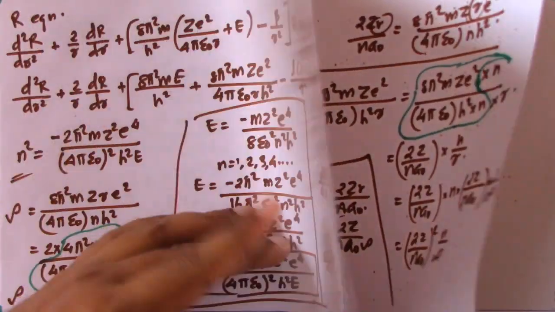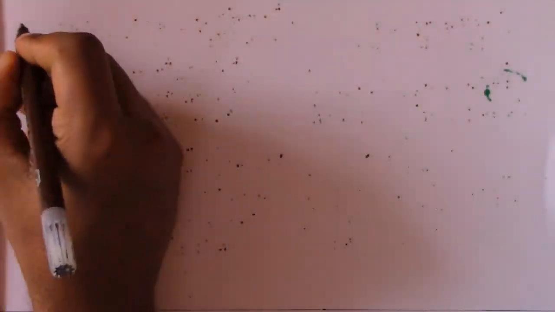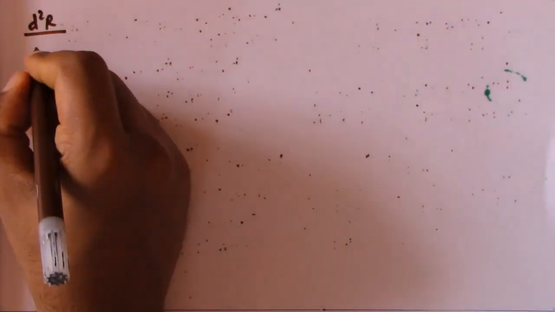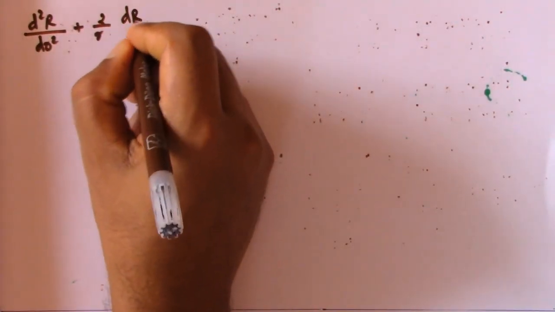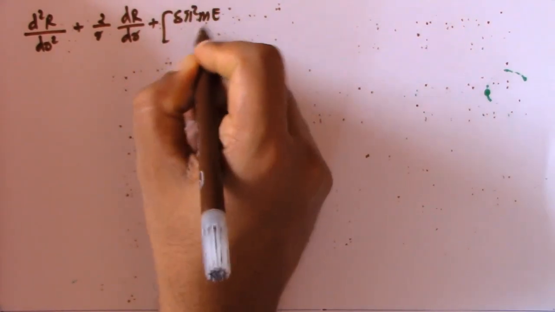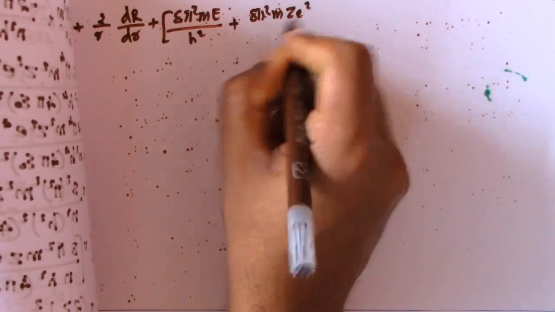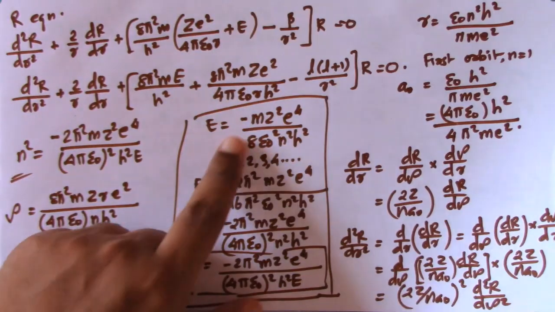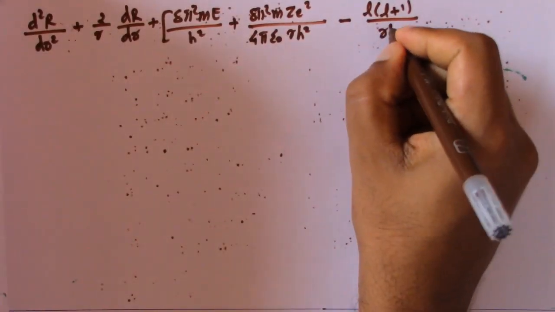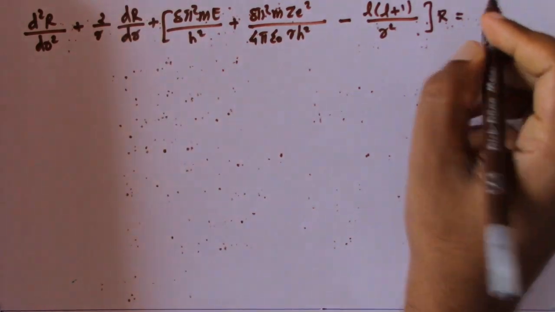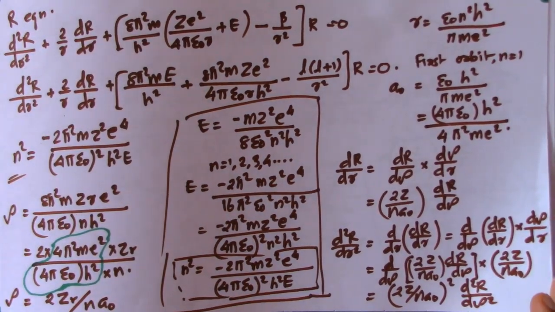After substitution, I am going to write the equation again here. d square R divided by dr square plus 2 by r into dR by dr plus 8 pi square m e by h square plus 8 pi square m z e square divided by 4 pi epsilon 0 r h square minus l into l plus 1 divided by r square, into R is equal to 0. That's our equation. So I am going to substitute for this one.